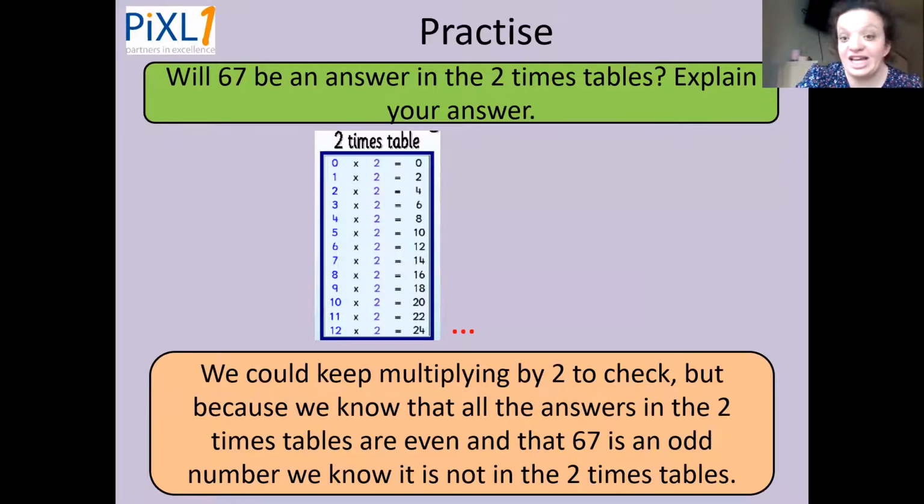Well, you could keep multiplying by 2 to check, but we know all the answers in the 2 times table are even. And if we look at 67 and we look at its ones, there's a 7. So we know that 7 isn't an even number. We can't split 7 into 2 equal groups. So 67 will be odd as well. So we know that it's not in our 2 times tables, and we know that it's odd.